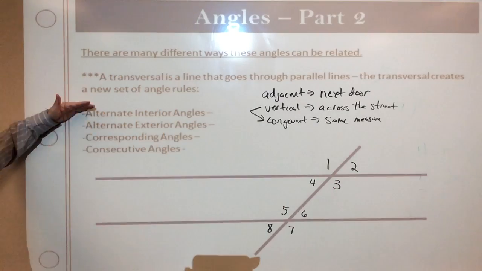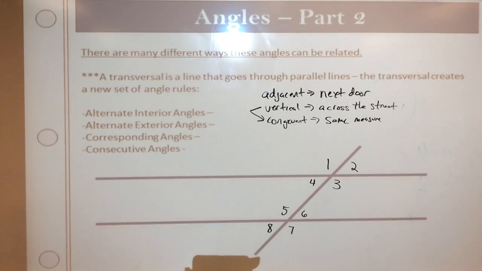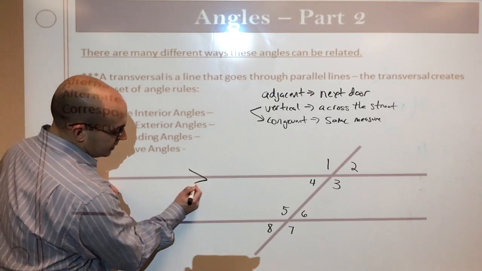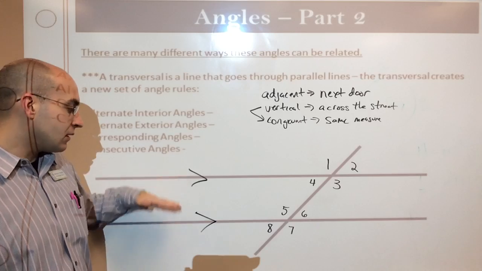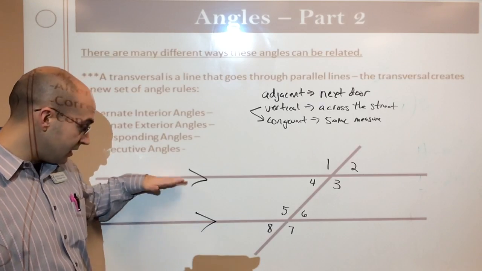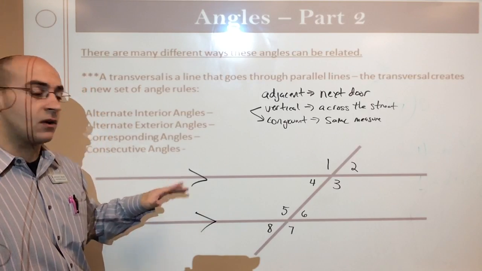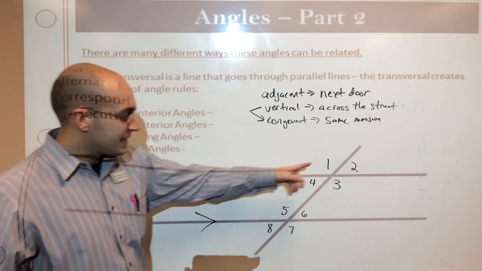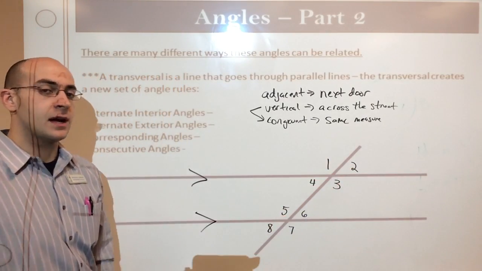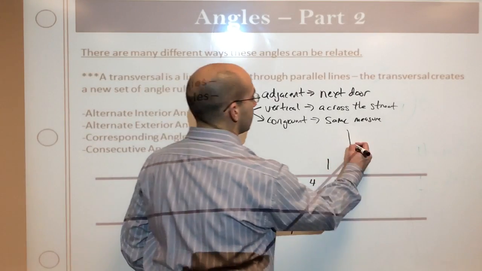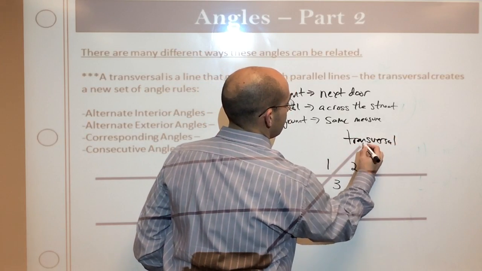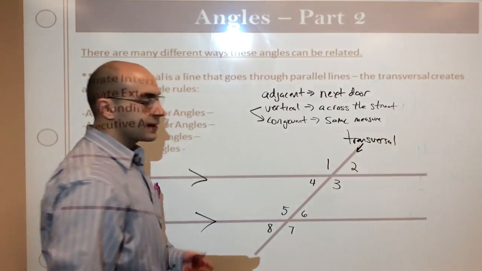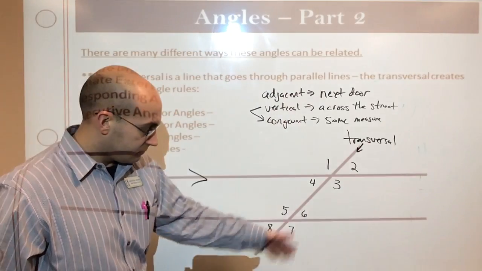Okay, moving on. Four new things we're going to go through today. These lines, the ones that I'm going to mark with these two arrows, mean that they're parallel. Parallel lines never ever cross. So these two lines will never cross each other at all. Now, this line that's going through both parallel lines, we call that a transversal. This is going to be an important part of this unit. This line cuts parallel lines in different sections.